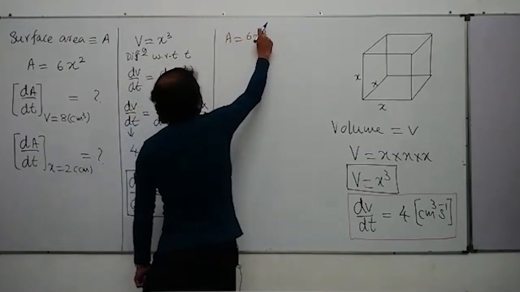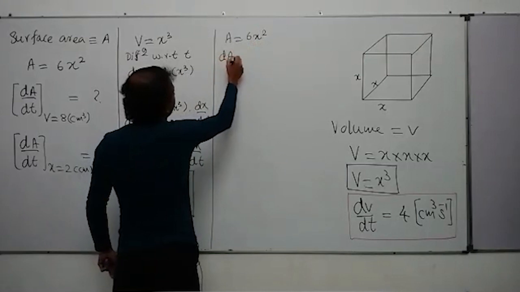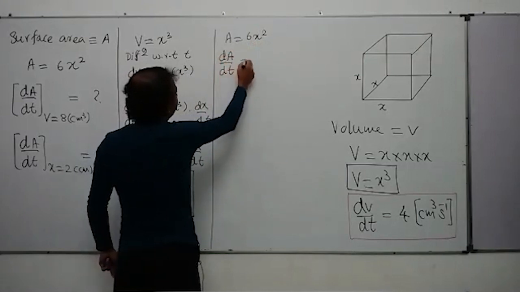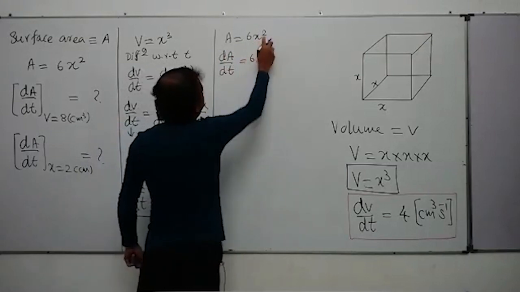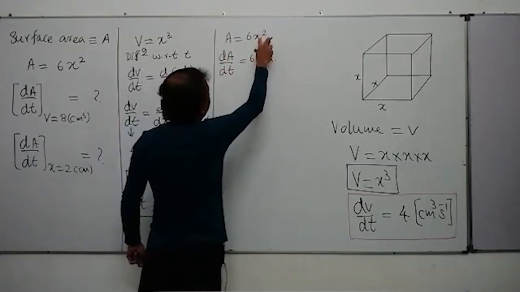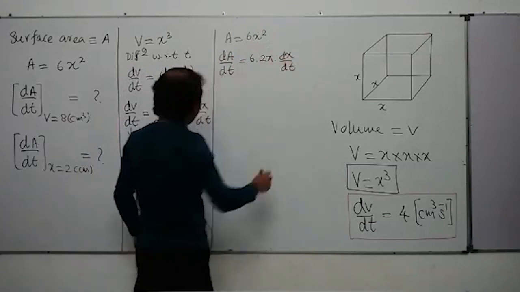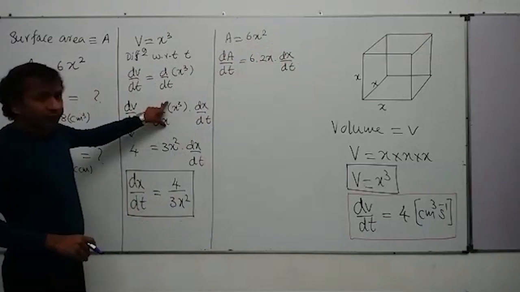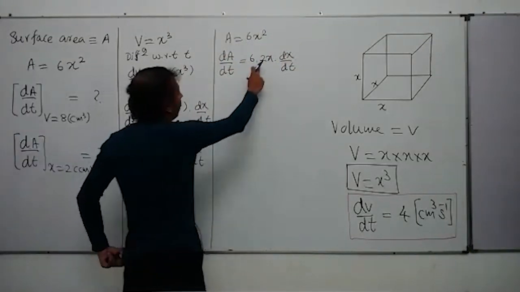Then I can write, differentiating this A with respect to t, dA by dt. The 6 I have to keep like that. This x squared we have differentiated, that is 2x, and now x should be differentiated with respect to time t, dx upon dt, right? The step without writing this, I directly got that. And then here we get, people, what?